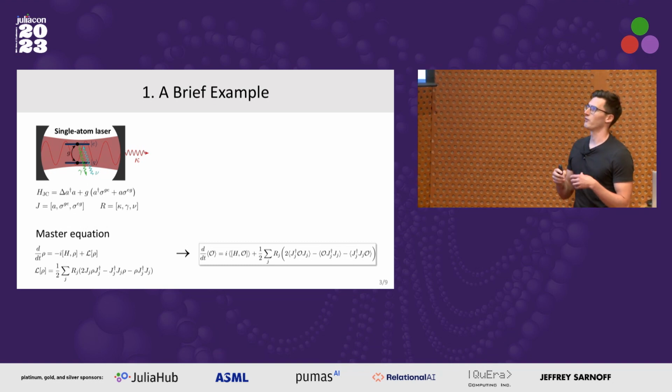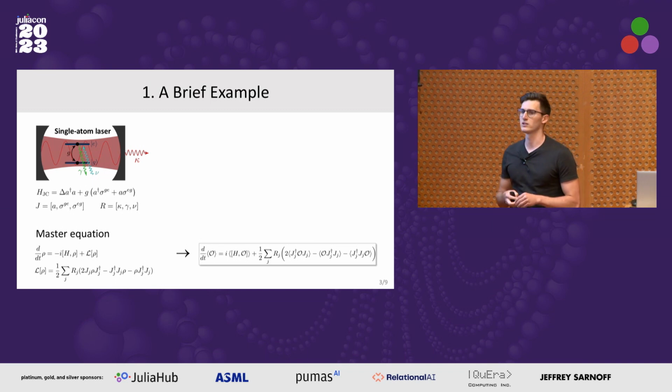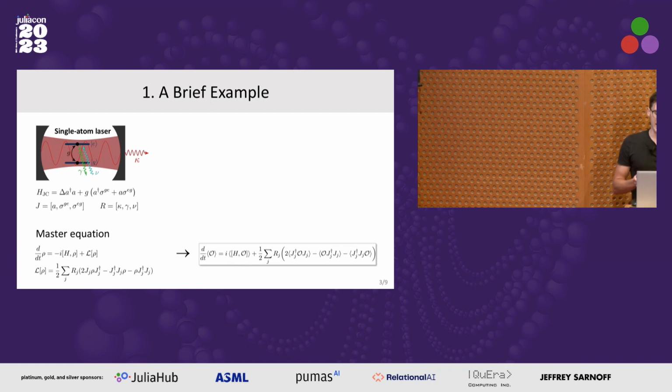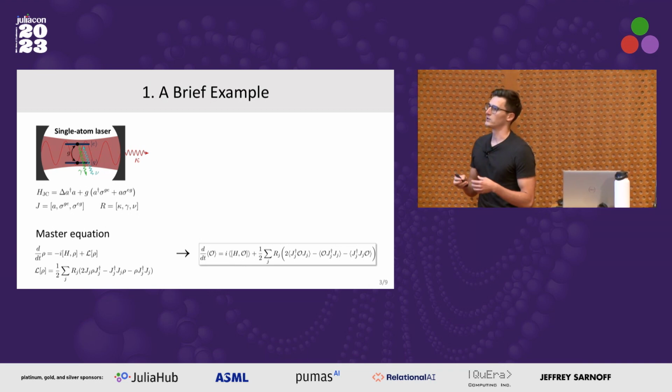Good. This method works, for example, for this system because it's a really small system, but if we increase it a little bit by including a few more two-level atoms, we can't really do the simulations anymore.